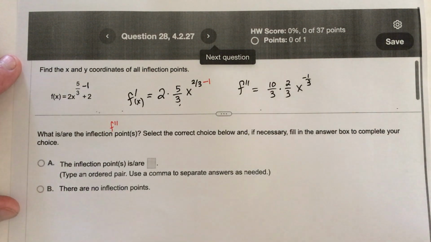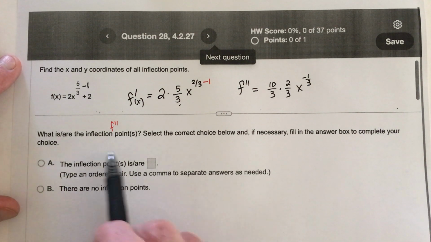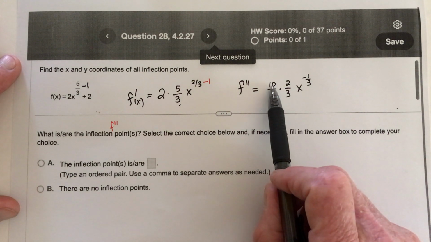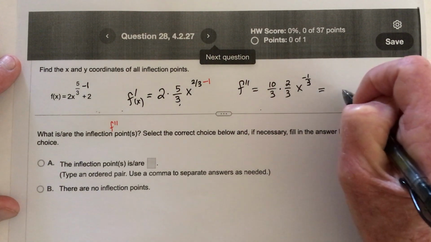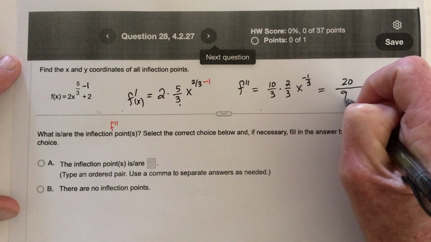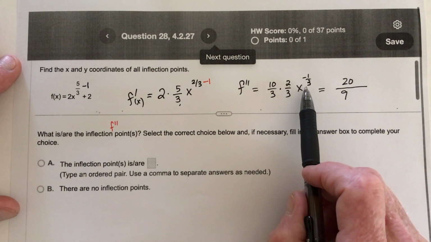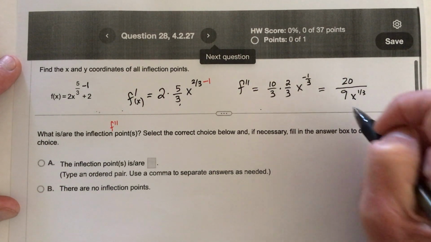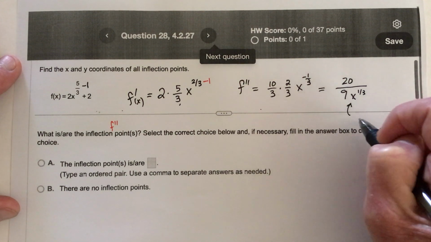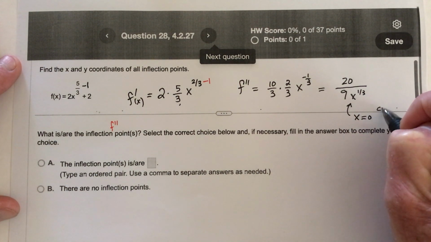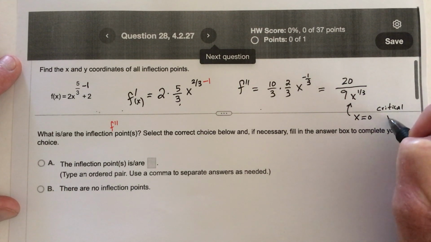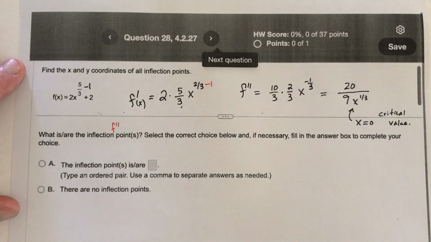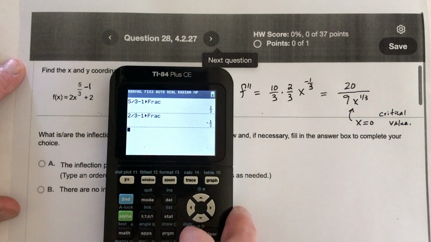Yes. And then before I answer their question, I want to simplify this. So this would be 20 over 9. And then I don't like dealing with negative exponents, so I would move that to the bottom. And then notice that once the x is in the bottom, that means x equals 0 is a critical value, because that would make the second derivative undefined, so there could be something interesting happening to the graph there.